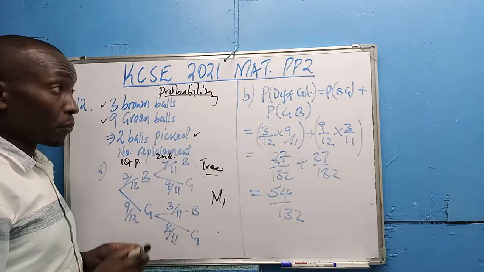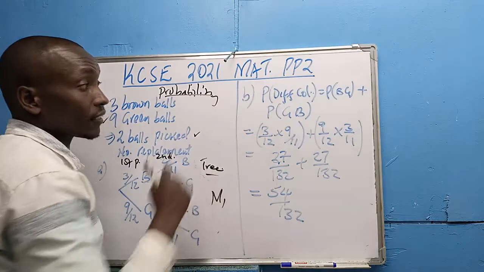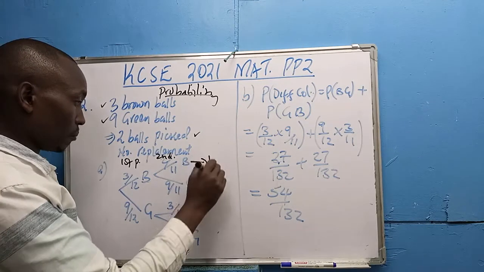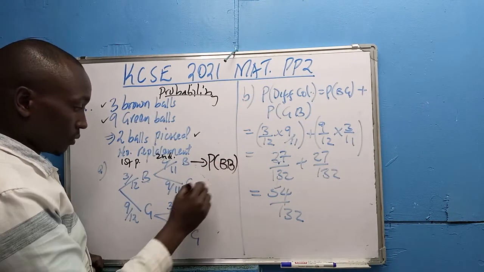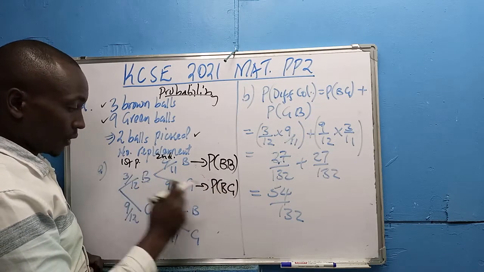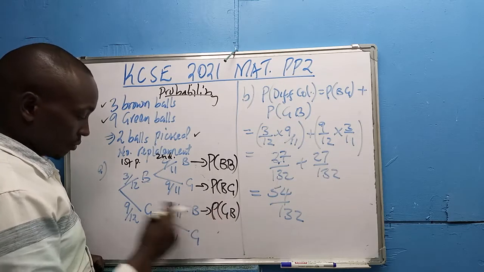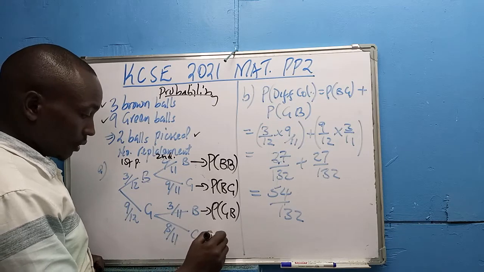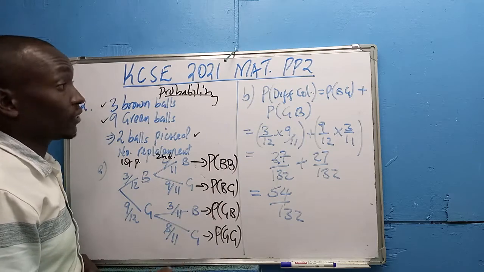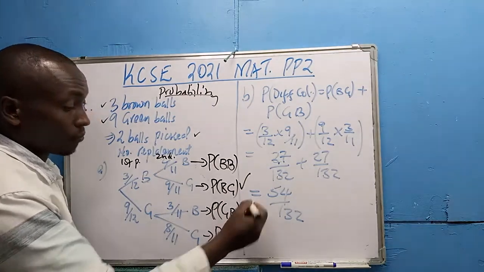Part B, the probability that the 2 balls that are picked are of different colors. So where are the different colors? Remember, this one is probability brown, brown. This one, probability brown, green. This one will be probability green, brown. In this one, this is probability green, green. So where are the two combinations where the balls are of different colors? Here and here. Just that.